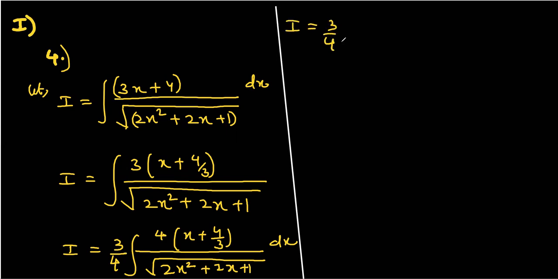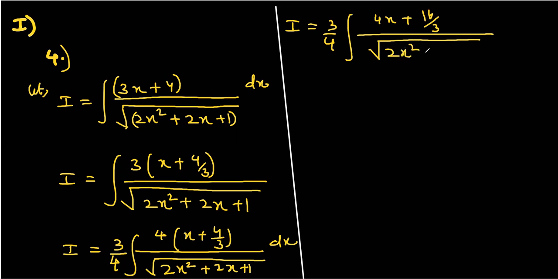I equals to 3 over 4 and 4x plus 16 by 3 divided by square root of 2x square plus 2x plus 1 dx. Okay, I want 4x plus 2. The derivative of quadratic was 4x plus 2. Remember, we are looking for the derivative of quadratic in the place of linear, which is in the numerator. So you can say, in short, you are trying to get the derivative of quadratic in numerator. So 4x you have got. Now you want plus 2.